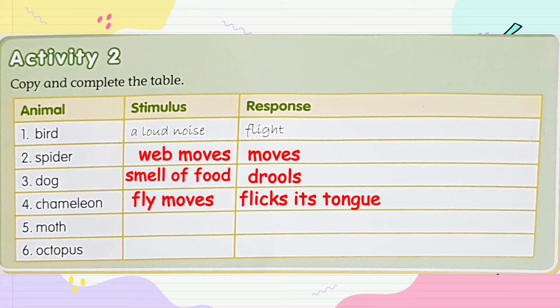Now, a moth. What is the stimulus? It is smelling. And what happens? It flies towards the smell. Now, octopus. It touches things, right? And if it tastes good, what will it do? It will eat. So, do you understand? For every stimulus, there is a response.